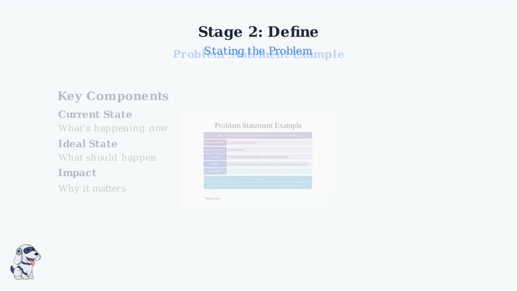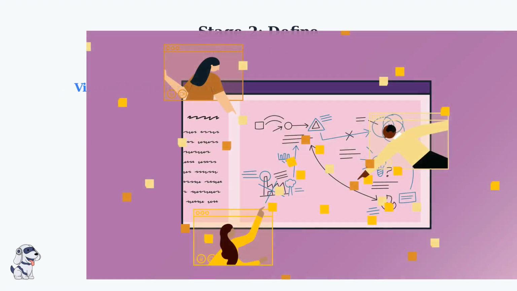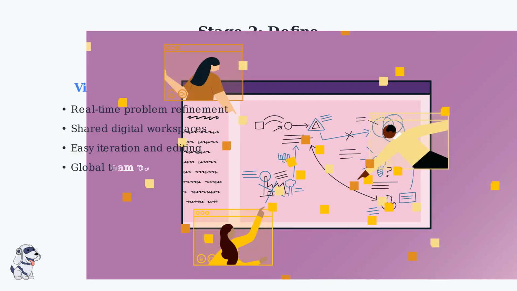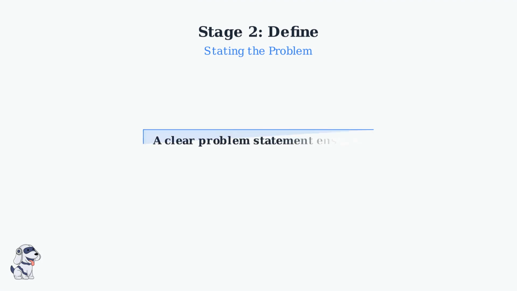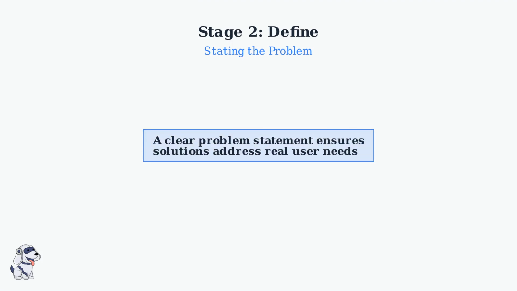The define stage works particularly well in virtual environments, allowing teams to collaborate on problem statements using digital tools and shared workspaces. Remember, a well-defined problem statement serves as the foundation for all subsequent design work. It ensures your solutions directly address user needs rather than assumed problems.